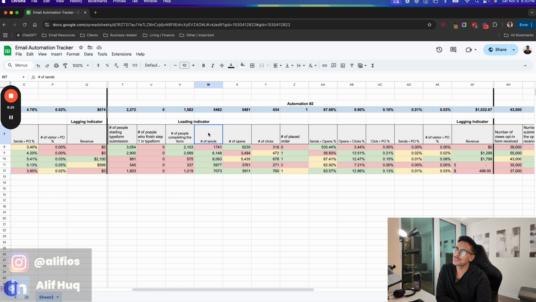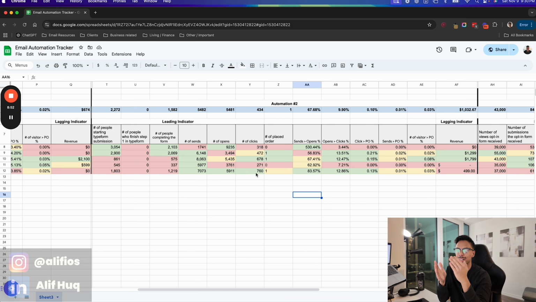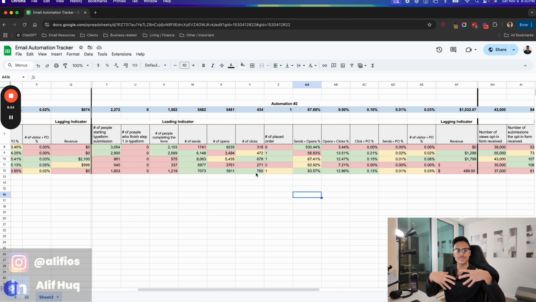So then number of sends for all the emails, number of total opens for all the emails, number of clicks for all the emails, and then number of placed orders. And so we basically want to do that for all the different funnels that you have for your marketing.